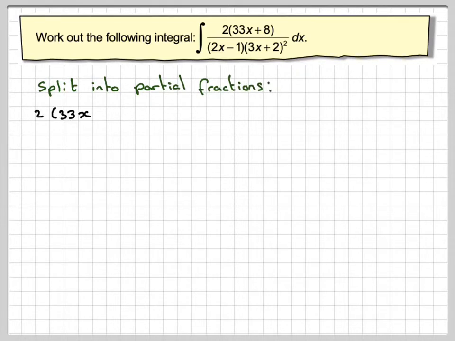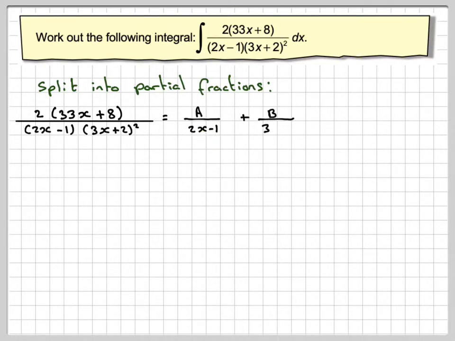So we'll say that 2 times 33x plus 8 over 2x minus 1 times 3x plus 2 all squared will be equal to A over the first factor, B over this factor but without the square, and then we have to have a C over 3x plus 2 squared. So that now means that 2 times 33x plus 8, we would have to multiply this by 3x plus 2 squared in order for the denominator to be 2x minus 1, 3x plus 2 squared.